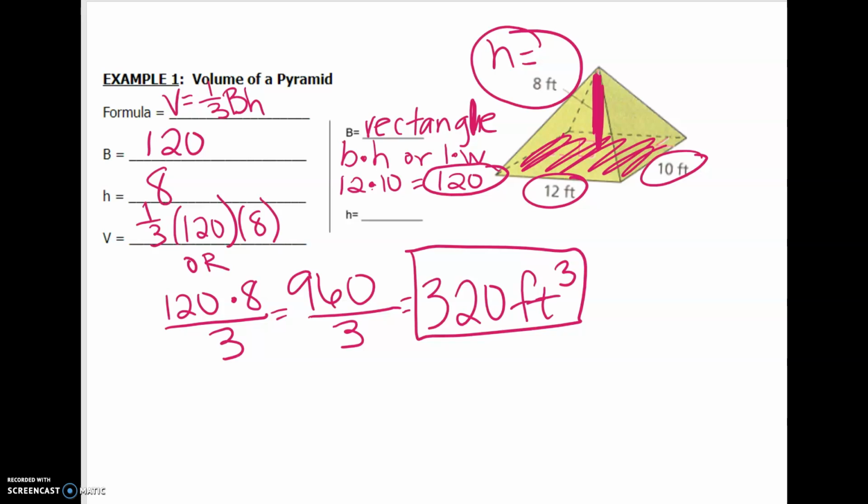Now if we go back to big B, I do want to apologize because for the area of the base, I didn't label the feet. So I'm going back to big B. It's 125 feet squared, since that is area.